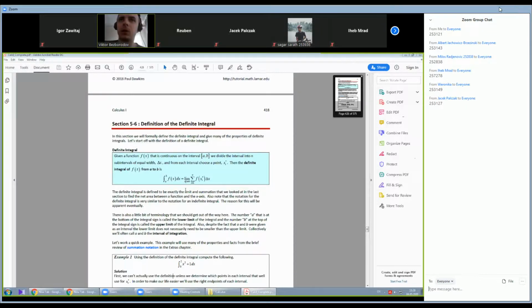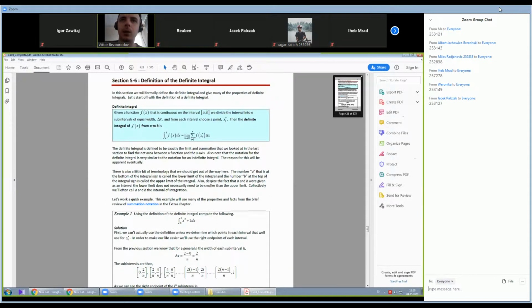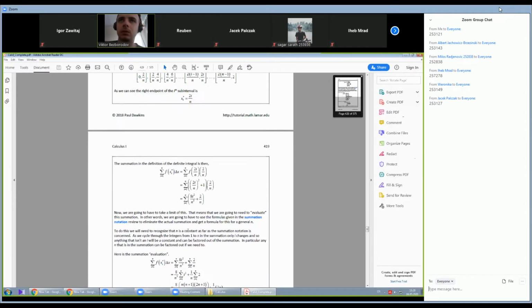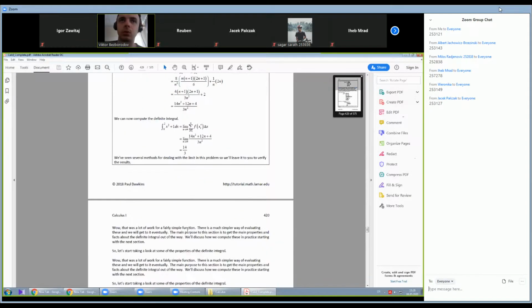Now, this is practically never done. You never compute the integrals with the definition. Here they have an example, but we're not going to go through it.